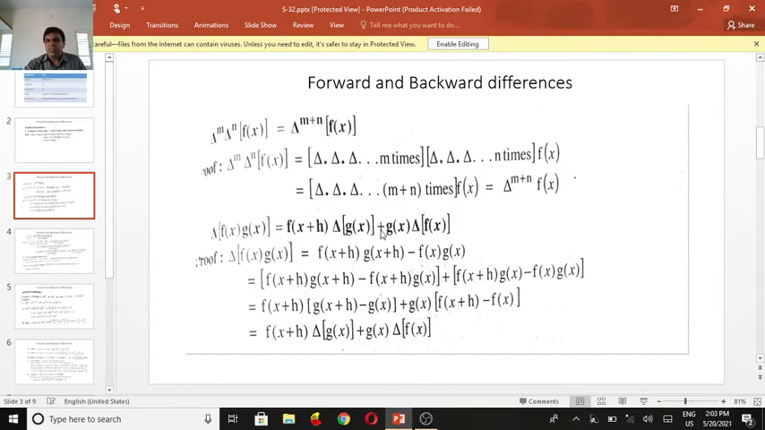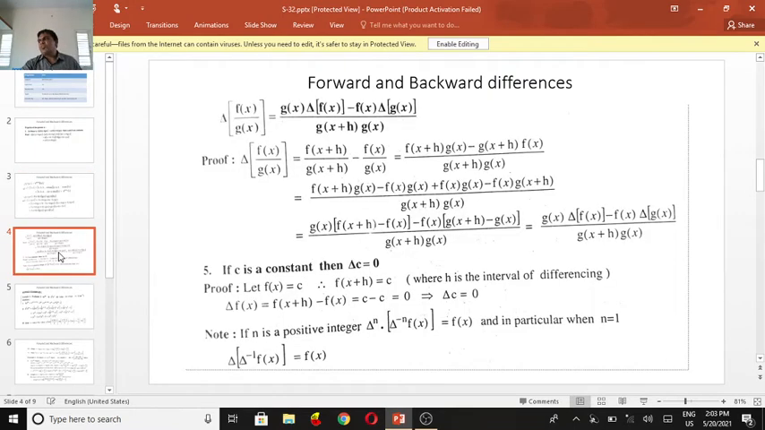So this is proved in the second. The product of two functions: Δ[f(x)g(x)] = f(x+h)Δg(x) + g(x)Δf(x). We come to the quotient form, Δ[f(x)/g(x)]. So we can write Δ[f(x)/g(x)] = [g(x)Δf(x) − f(x)Δg(x)] divided by g(x+h)g(x).